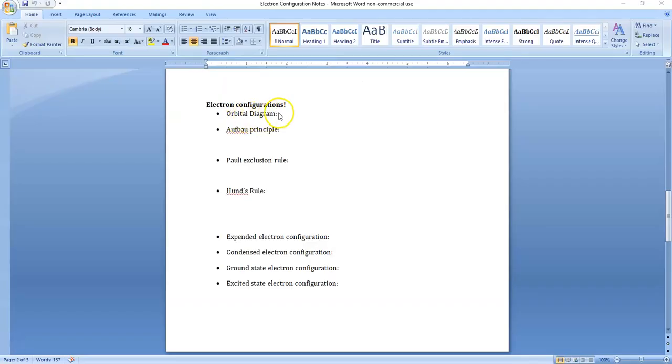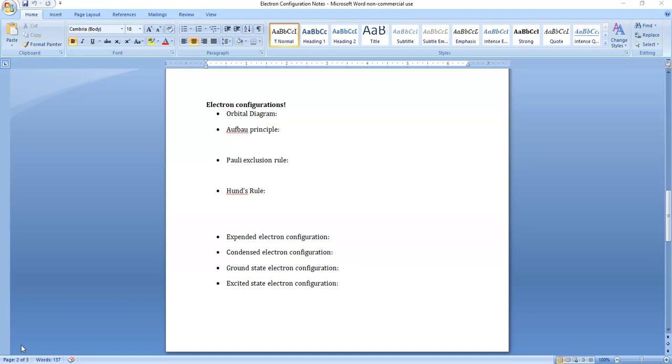Alright, so an orbital diagram is the diagram that shows arrows representing electrons in the different orbitals. Aufbau's principle is the principle that you have to fill the lowest energy level first. So for instance, that's why we always start with 1s. It's because you always have to start at the bottom and move up. That's Aufbau's principle. Pauli exclusion rule is that there can only be 2 electrons or 2 arrows in each orbital, okay? And they both have to be going in opposite directions. So that's the Pauli exclusion rule.